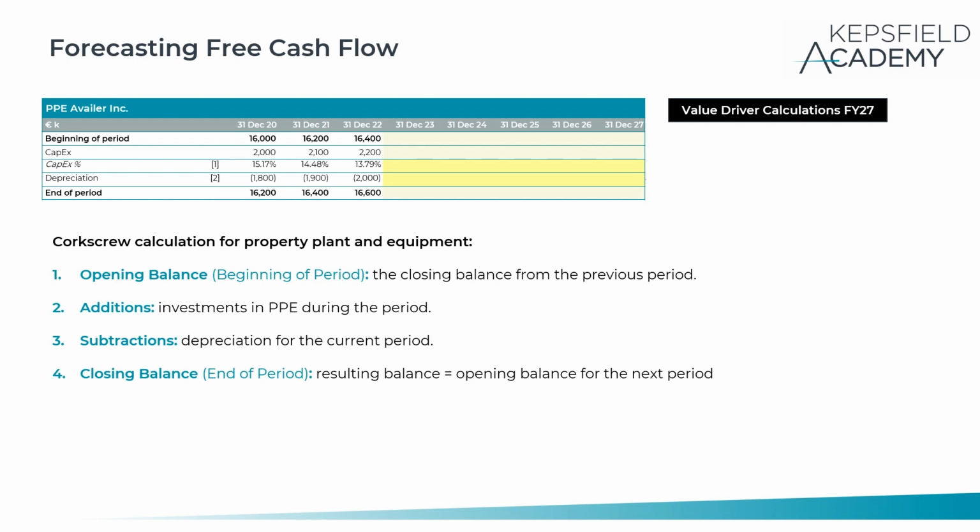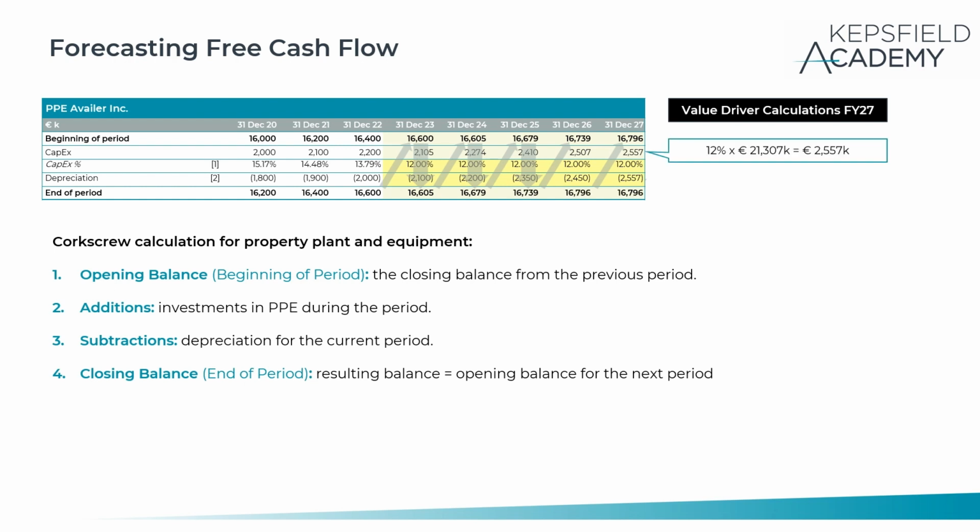We project capital expenditures based on a fixed percentage of 12% of net sales. As this mostly relates to replacement CapEx, depreciation is estimated to be in line with capital expenditures. Based on these inputs, the balance of property, plant, and equipment amounts to €16.8 million in 2027. Note that depreciation is forecasted based on high-level hard-coded inputs. In our more advanced courses, we will cover more detailed ways of forecasting depreciation.